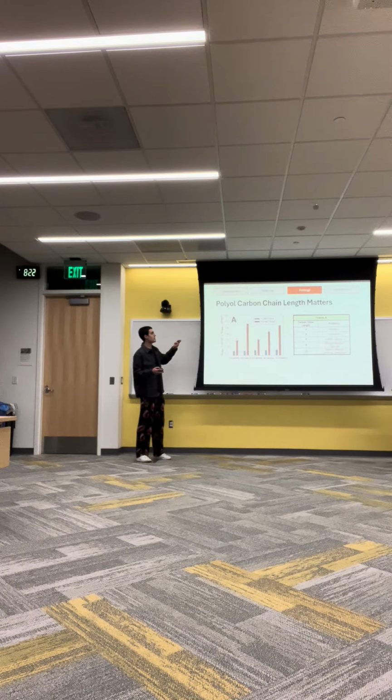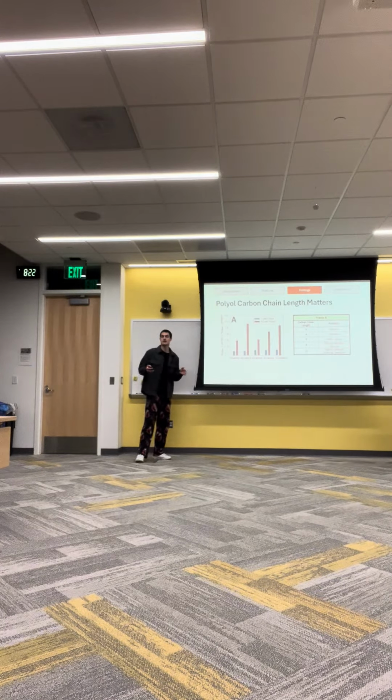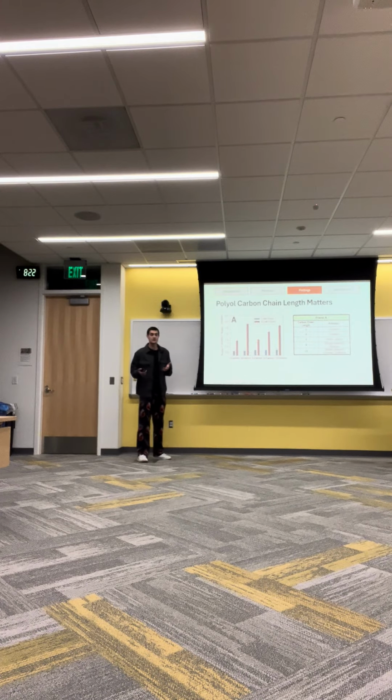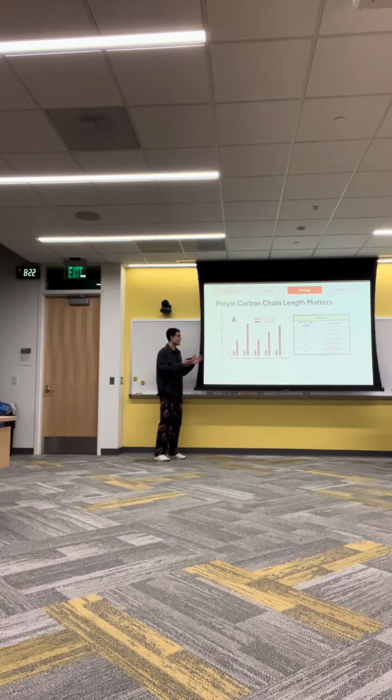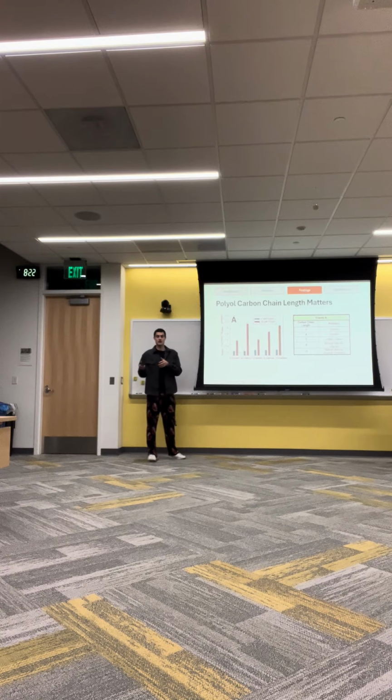Next, I would like to talk about polyol carbon chain length and why it matters. This kind of goes hand in hand with the polyol identity, as this is one of the characteristics of the polyol. This graph here is the chlorination rate of a reactor with positive polyol over the chlorination rate of a reactor with negative polyol.